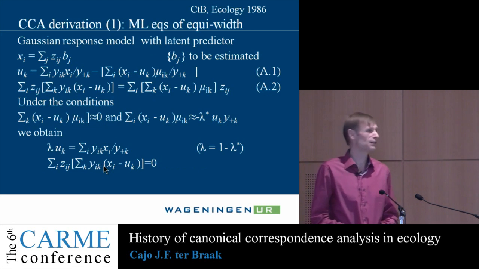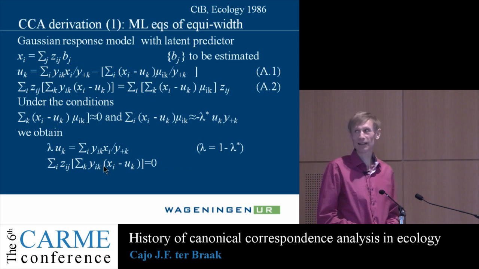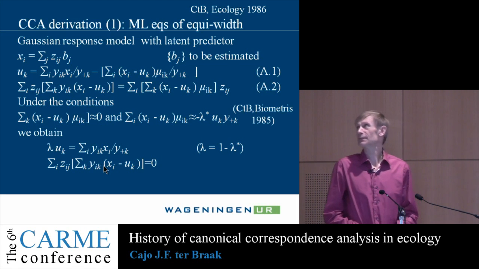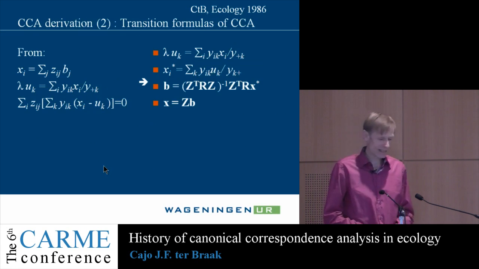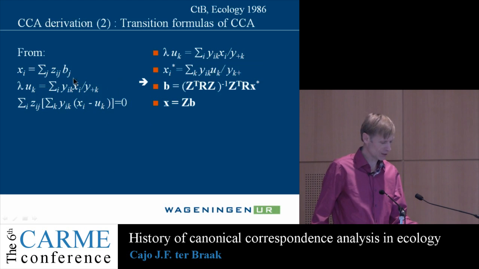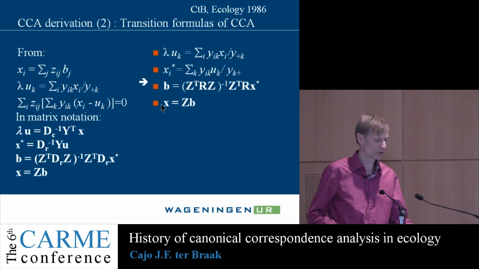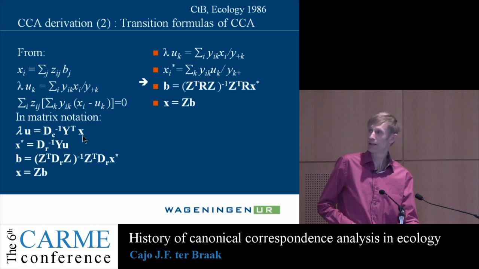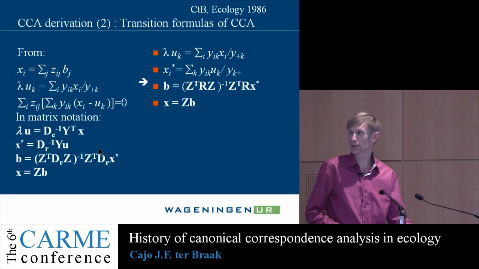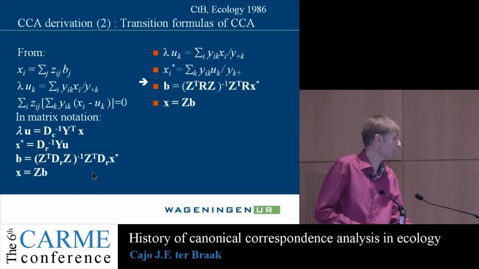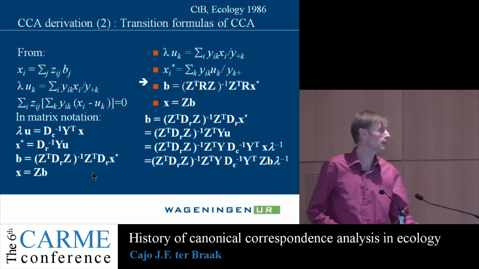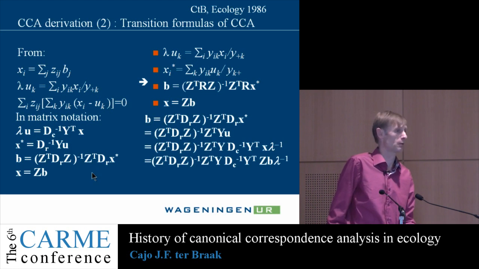So here I have actually the derivation. I keep it for a second. Then from this approximation of these ML equations, you immediately get to these transition formulae. So they came first. And to express them in matrix algebra, then you have this set. You may be more familiar with such type of scores. But perhaps you don't do transition formulae, and you only look at eigenvalue problems.